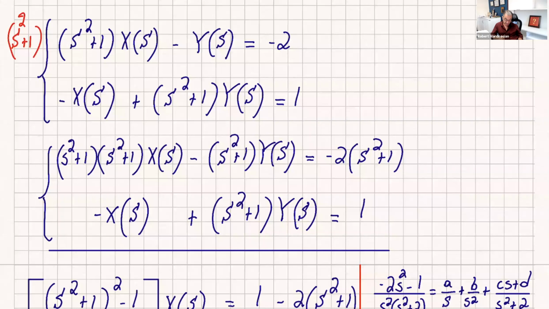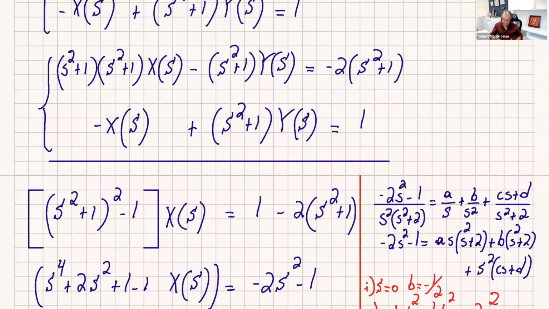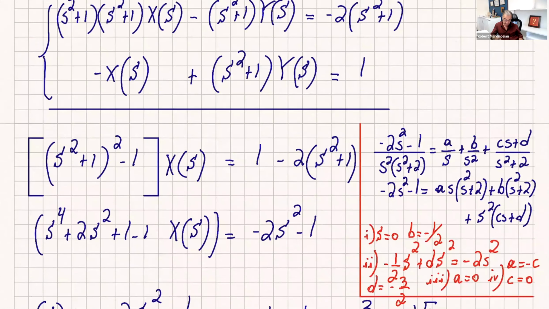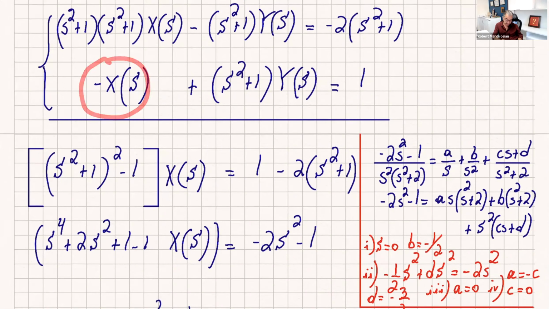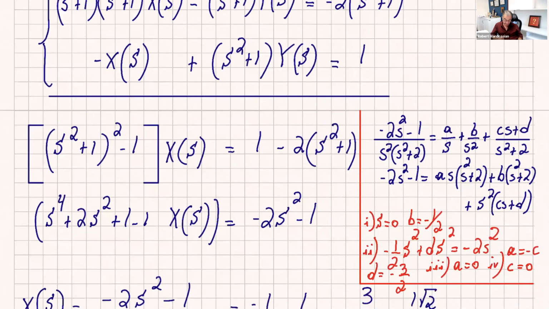And here you have negative x of s, and then s squared plus 1 times y of s plus 1. If you add, these are going to cancel, and what you get is s squared plus 1 minus 1 from here. That's minus 1. And you factor out x of s, and on the right side you left it 1 minus 2 times s squared plus 1.